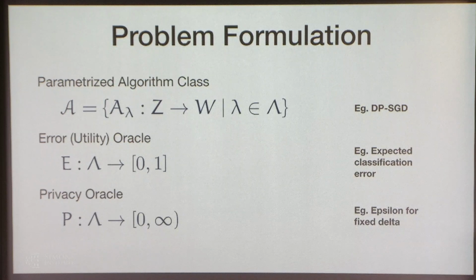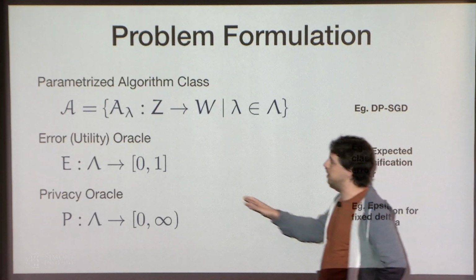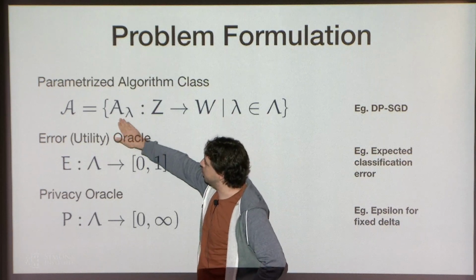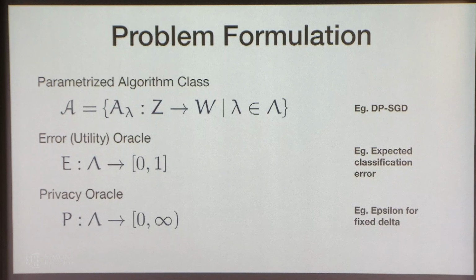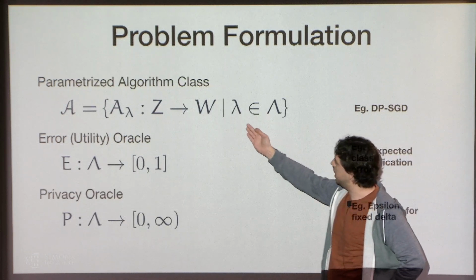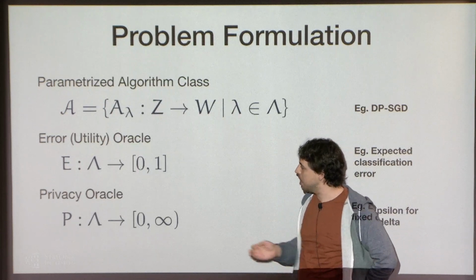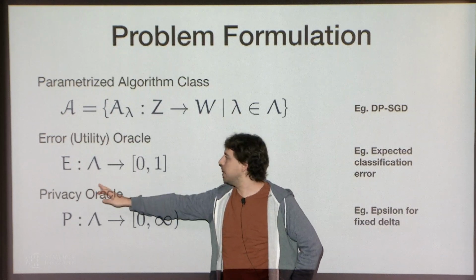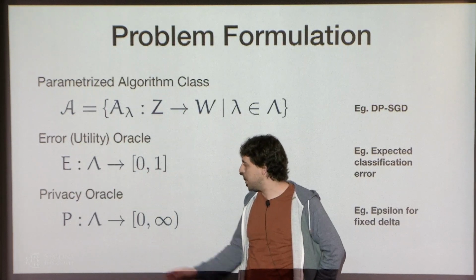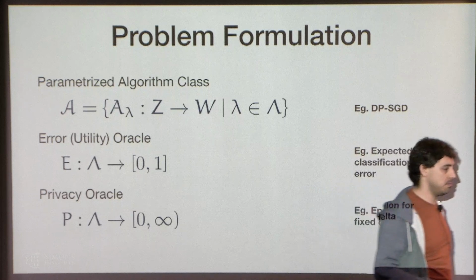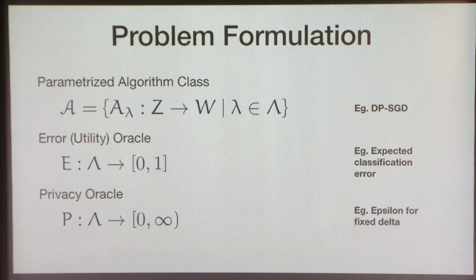Yes. So just to abstract a little bit what we're trying to do, we formalize by introducing a parameterized class of algorithms. So these are all the algorithm configurations that we're going to try, and lambda is the configuration in some hyperparameter space. And we assume that when we choose a setting for the hyperparameters, we can evaluate the error, and it's going to be a number between 0 and 1. So we have this error oracle. And we also have a privacy oracle that might return a number between 0 and infinity. And you can think, for example, that this is epsilon for some fixed delta, but you could also have other things in there.